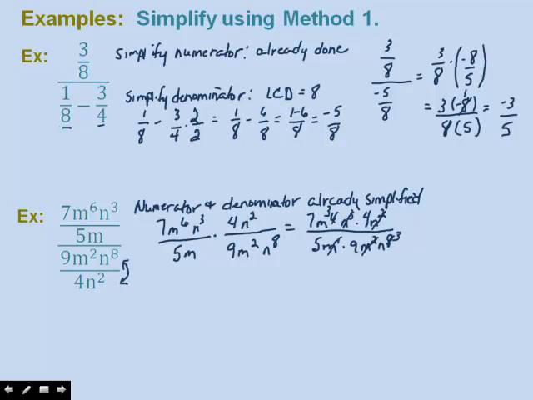So let's see what we've got left. We have the 7 and the 4, so if we multiply those together, that gives us 28. And then we have an m cubed, and our n's are all gone. In the denominator, we have 5 times 9, which is 45. And all of our m's are gone. We have an n cubed left.